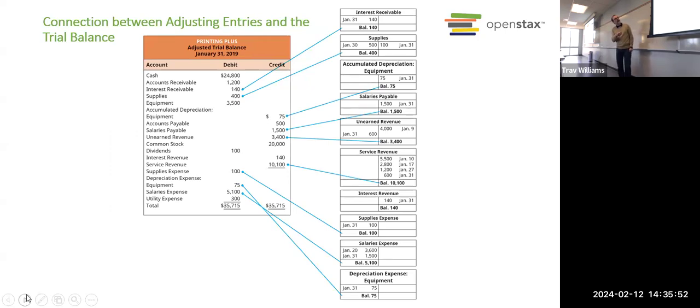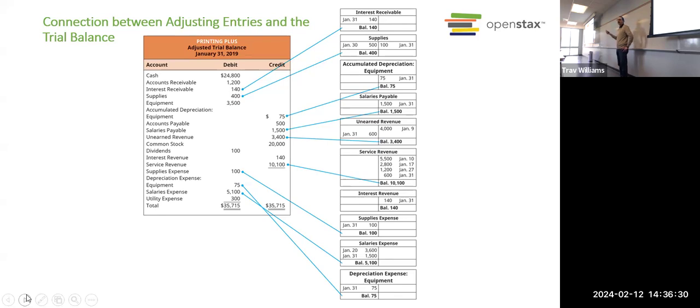So we're just taking the balance from every account. If it's a debit balance, it'll be in the debit column. If it's a credit balance, it'll be in the credit column, right? And do you remember on these trial balances, which accounts we start with? Assets. And then what do we follow that with? Liabilities. Then we get to the equity accounts, which are common stock, dividends, revenue, and then expenses. Always in that order.